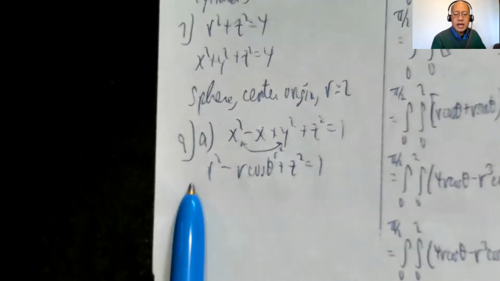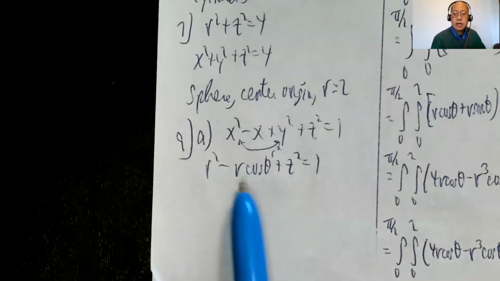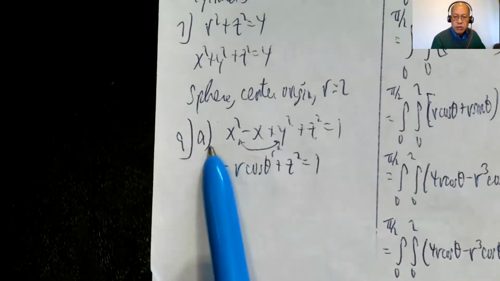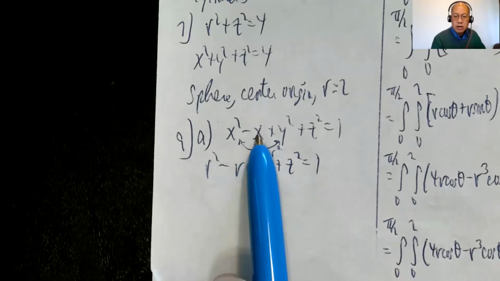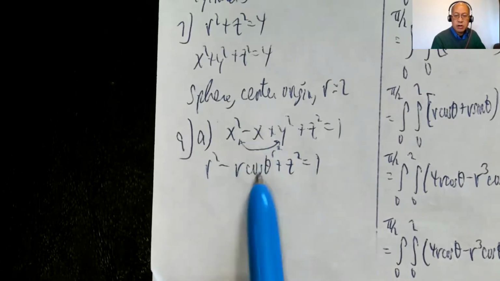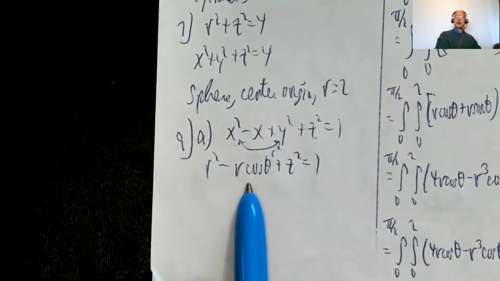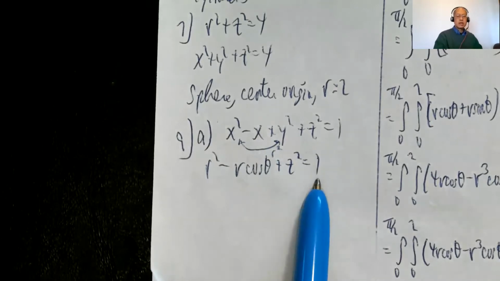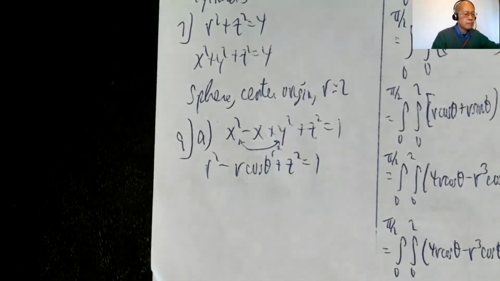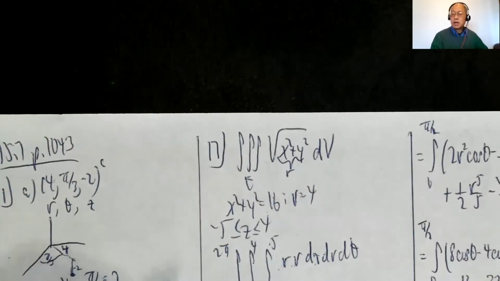Okay, 9a. So I see x squared plus y squared is r squared, and I change x to r cosine theta. So r squared minus r cosine theta plus z squared equals 1. Okay, so now for some integrals.